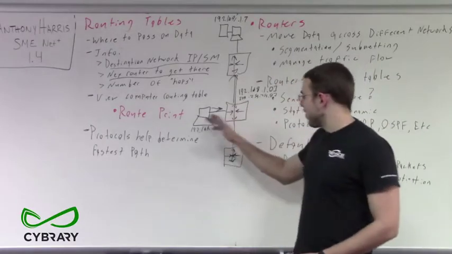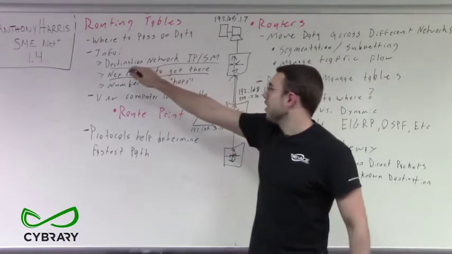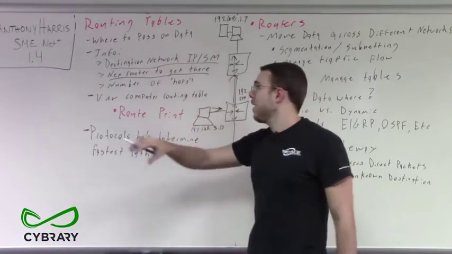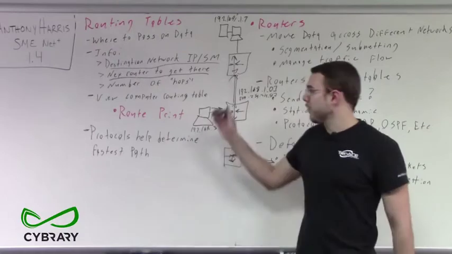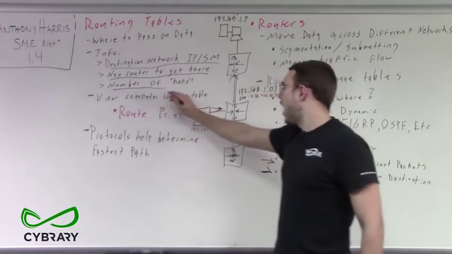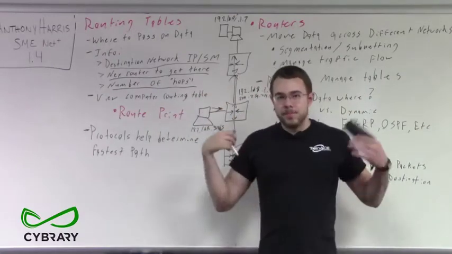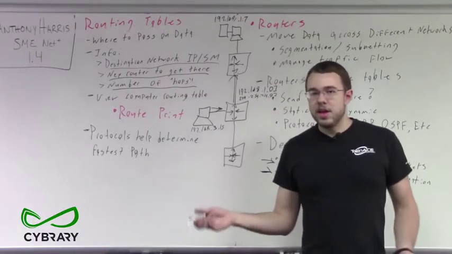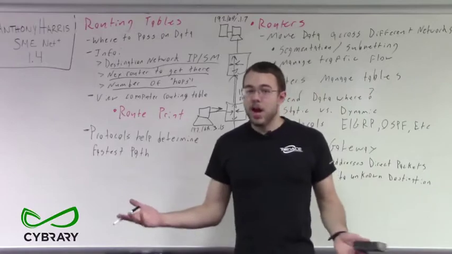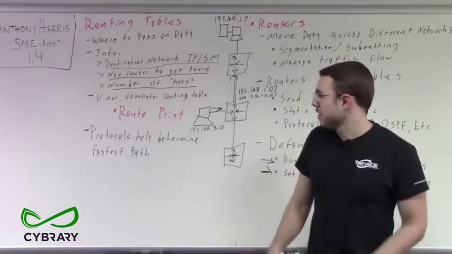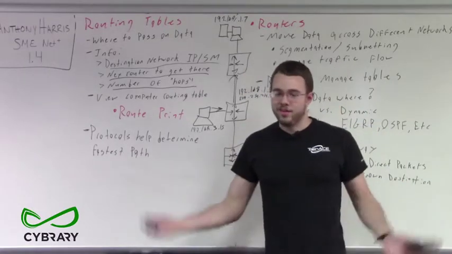So it's not just enough that our router knows the destination network IP and subnet mask. It also needs to know the next router to get there. It also helps that our router knows the number of hops to get there. Now, you may be thinking, well, I thought they only used hops in fermentation. Well, we also use hops in networking too, but it's a different kind of hops. See, there are lots of puns with networking. That's why it's one of my favorites.